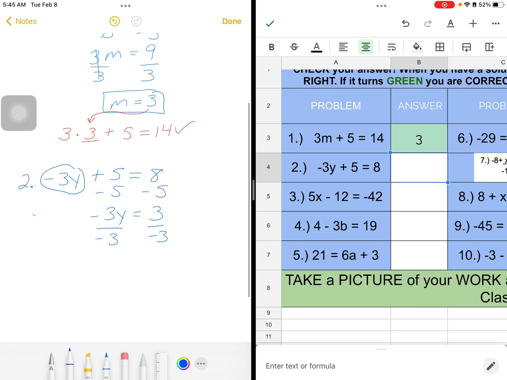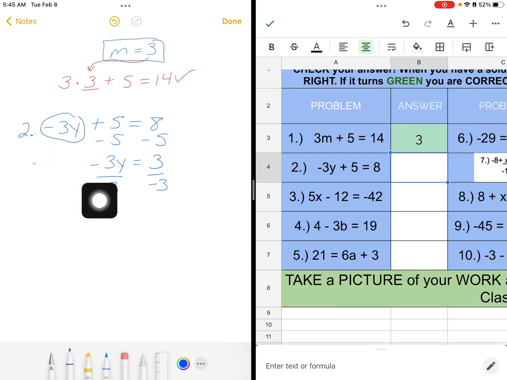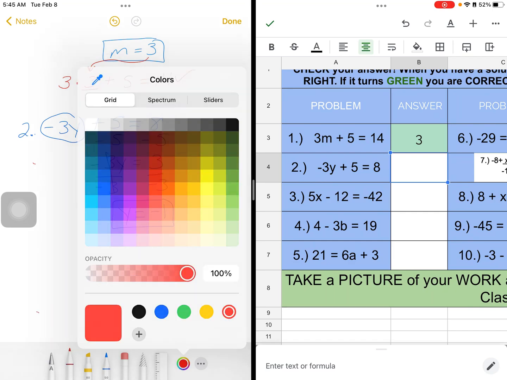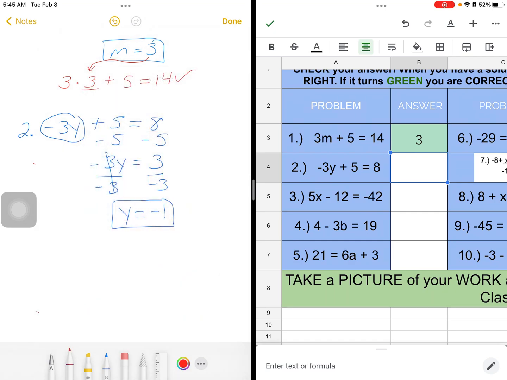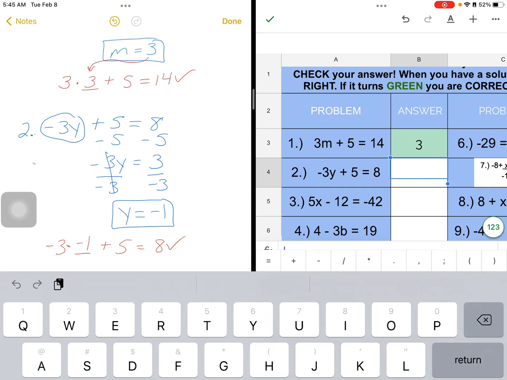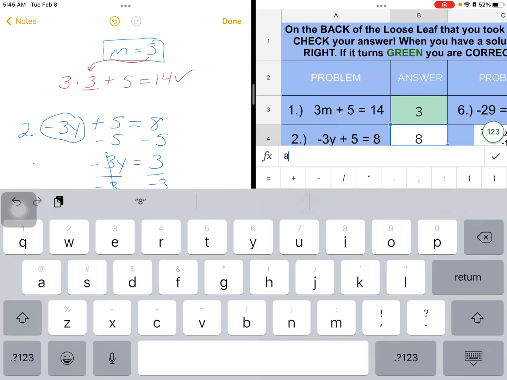And I want to divide by a negative because this negative divided by a negative is going to give me a positive. y equals a negative 1. Then I'll write out my check and put it in my calculator to verify. So it'd be negative 3 times y, which in this case we believe is negative 1, plus 5. And if I get 8, I know I'm correct, and I should be able to type it in here as well.